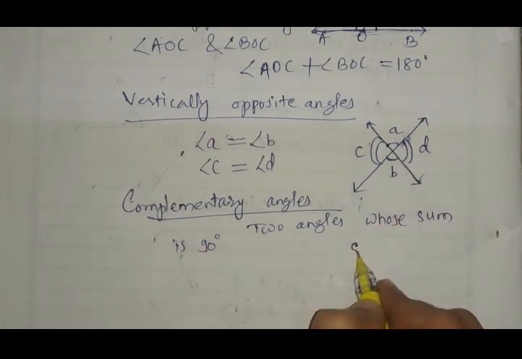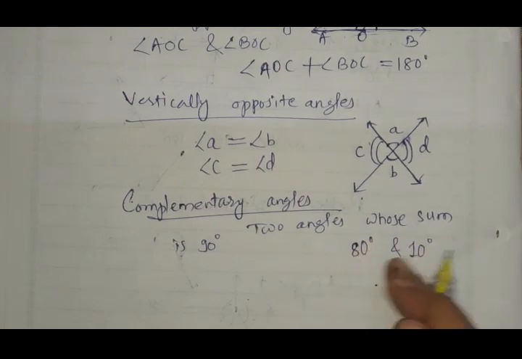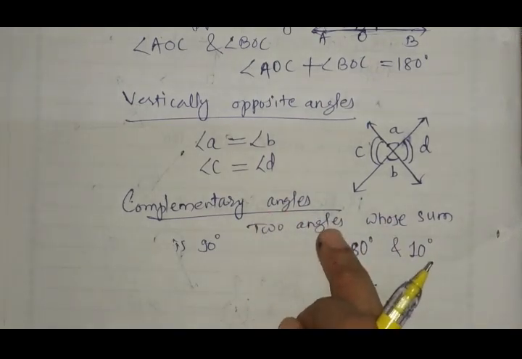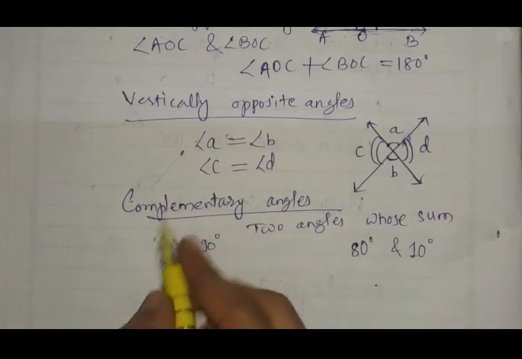Like you can say 80 degrees and 10 degrees. These are the two angles, 80 degrees and 10 degrees. They are complements of each other. When you sum them, they are going to be complementary. And the complementary angles, sometimes they can be adjacent or they may not be adjacent.